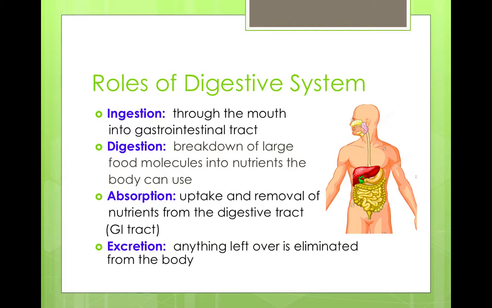Well, it all starts with ingestion of the food through your mouth, which is the entry point into the digestive system. And then it goes through digestion beginning in the mouth and continuing through the GI tract, involving the breakdown of large food molecules into nutrients that we can use. And after digestion, absorption takes place, which is the uptake and removal of nutrients from the digestive or gastrointestinal tract to the rest of the body for growth, maintenance, reproduction, and repair, and continuous renewal of cells, tissues, and organs. After digestion and absorption, anything that's left that's not usable by the body is excreted in the form of feces.